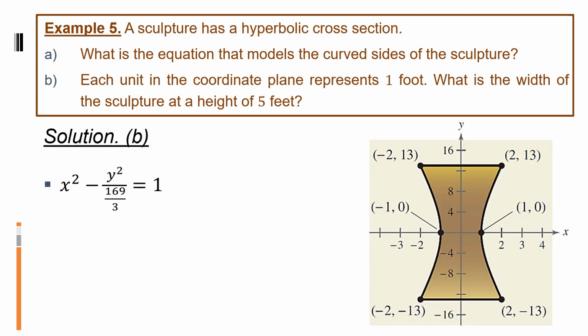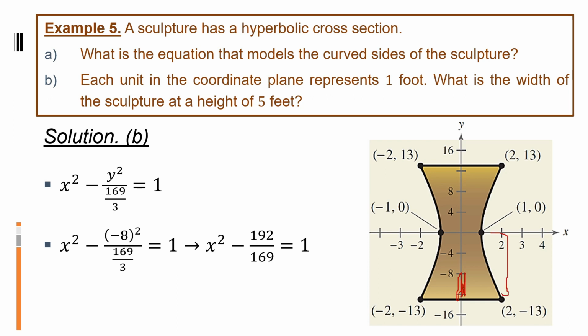So for our solution in question B, so alam na natin yung ating equation for the hyperbola is x squared minus y squared over 169 over 3 equals 1. So tinatanong niya dito, ano yung width ng sculpture at a height of 5 feet? Baka malito kayo baka akala ninyo 5 yung gagamitin. Pero yun diba, yung base ng ating hyperbola is ito kasi. Diba? Ito yung sculpture natin. So, at the height of 5 feet, so meron tayong height na 5 feet. Saan ba yung height na 5 feet na yon? Actually, that is at negative 8. Tama? Kasi negative 13 yung buong ito. So, negative 8 yung height na hinahanap. Diyan, yung point na yon. Yan yung ating 5 feet.